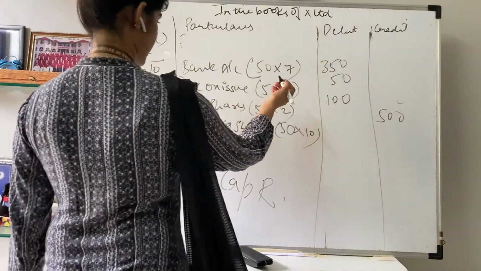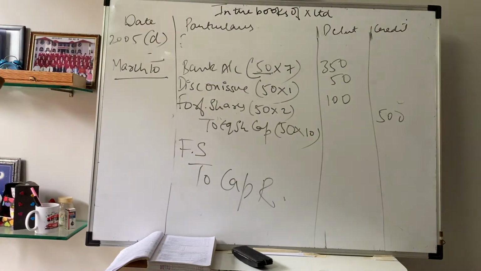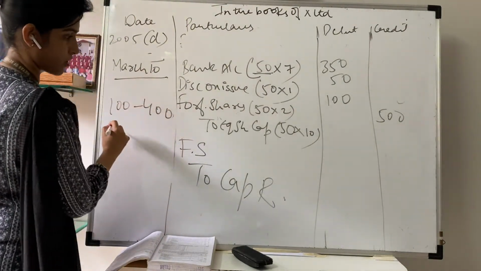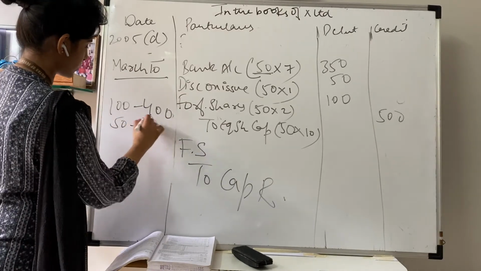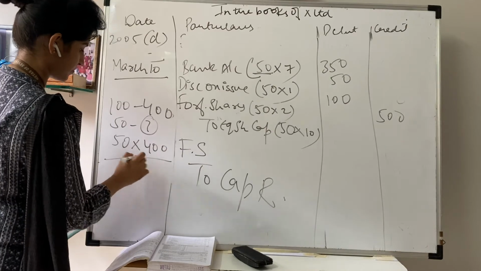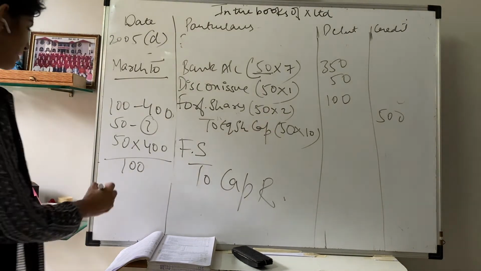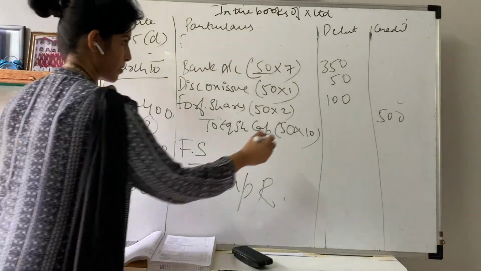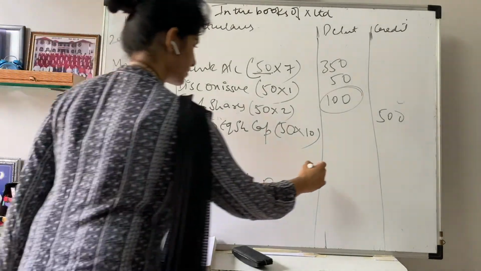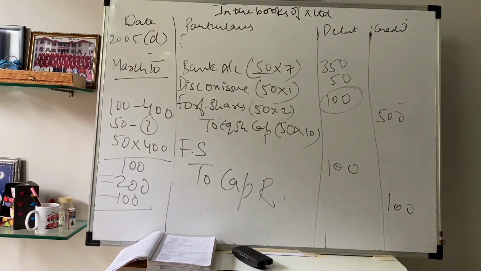Again we issued only 50 shares but forfeited 100 shares. For 100 your amount was 400. For 50 it will be how much? So 50 into 400 divided by 100, that is 200, and 200 minus this amount 100, you will get 100 as your capital reserve. So this is the part of your capital reserve.